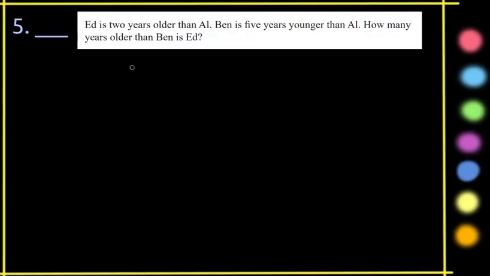This one says Ed is 2 years older than Al. Okay, Ed is 2 years older than Al. This is 2. And Ben is 5 years younger than Al. Okay, so Ben is back here, 5 years younger than Al. How many years older is Ben? Oh wait, did I do that wrong? Ed is 2 years older than Al. Ben is 5 years younger than Al. How many years older than Ben?